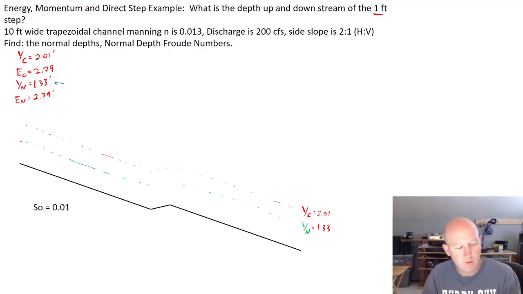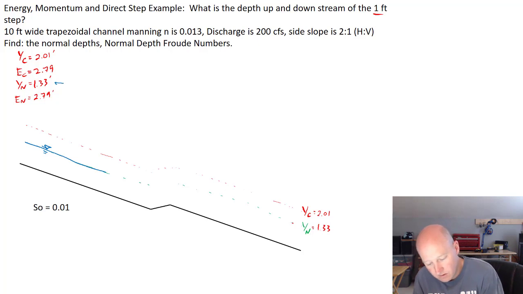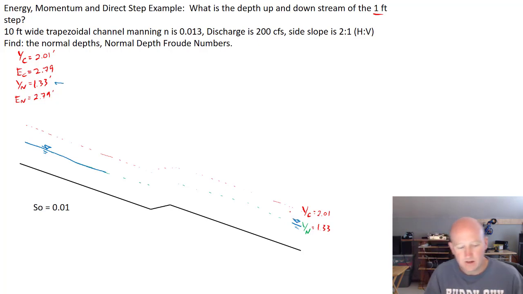So that means if we go far enough upstream, we'll be at uniform depth. And if we go far enough downstream, we'll be at uniform depth also. But between those two places, we don't know what happens. And I already know that there's a hydraulic jump. I've already worked the problem.